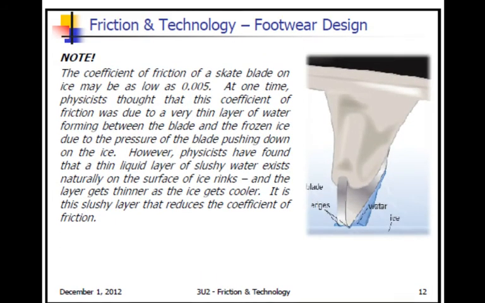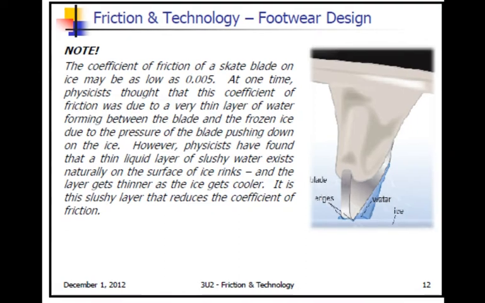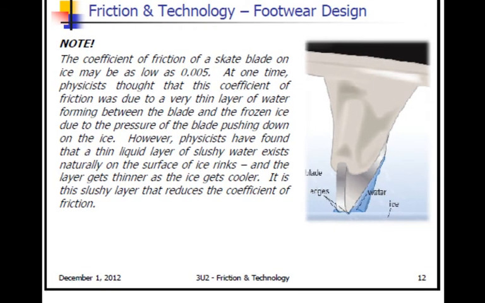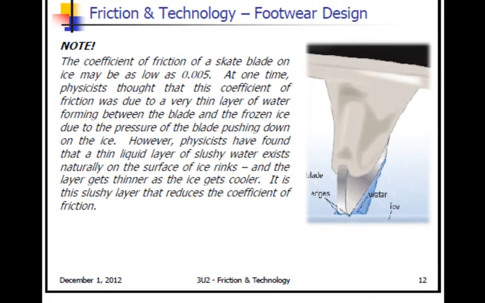So here's the idea of a skate. It says the coefficient of friction of a skate blade on ice can be as low as 0.005. At one time, physicists thought that this coefficient of friction was due to a very thin layer of water forming between the blade and the frozen ice due to the pressure of the blade pushing down on the ice.